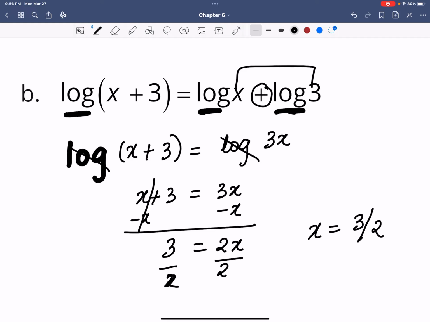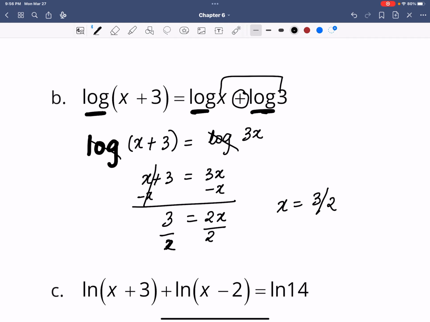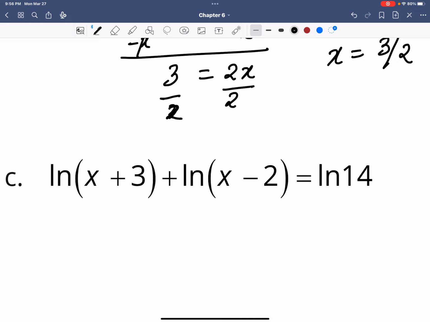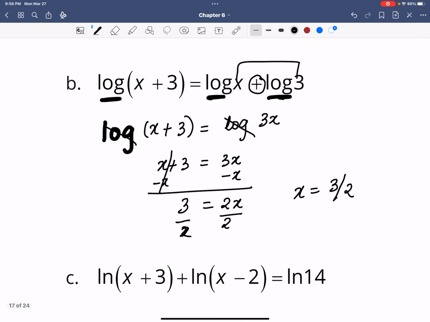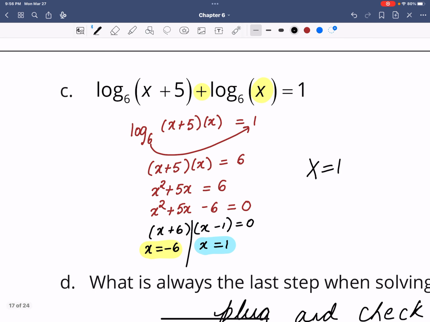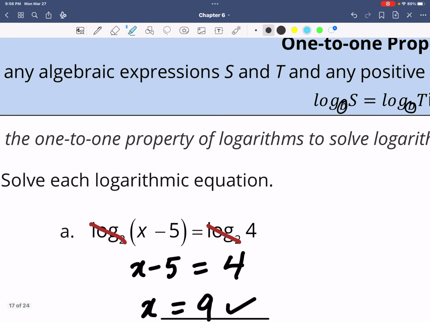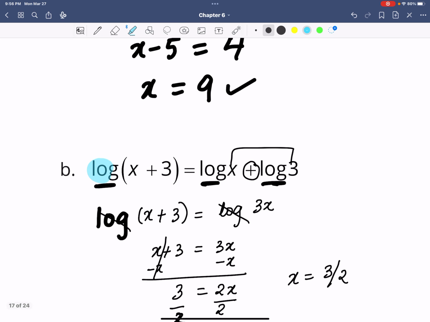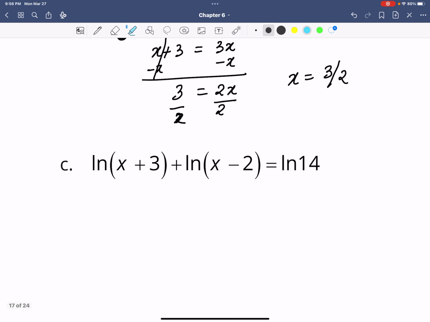That's a one-to-one property. So I'm going to make them into single logs. And if I see logs on both sides, boom, boom, cancel it. And again, same thing here. Don't get confused between this and this property. In this problem, as you can see, I have logs only on one side. I don't have a log on this side. But if I go back to one-to-one, I have a log on both sides.